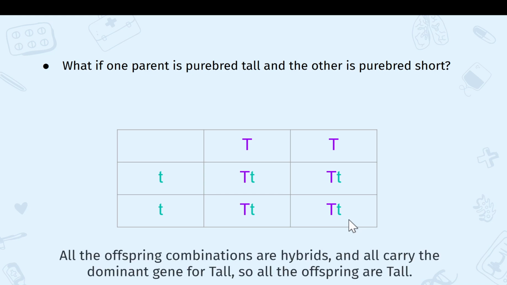So this is the combination that we called hybrids. We have purebred tall with purebred short, giving rise to a hybrid set of offspring. All four of these offspring carry both the tall and the short gene. But because tall is a dominant gene, all of these offspring still grow tall. They have that almost hidden recessive gene that could allow shortness, even though it's being dominated right now by the dominant tall gene.